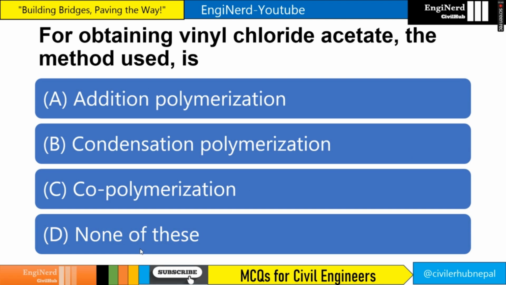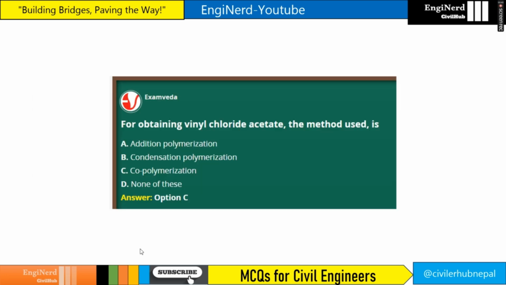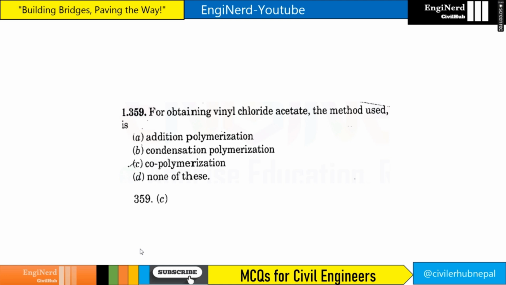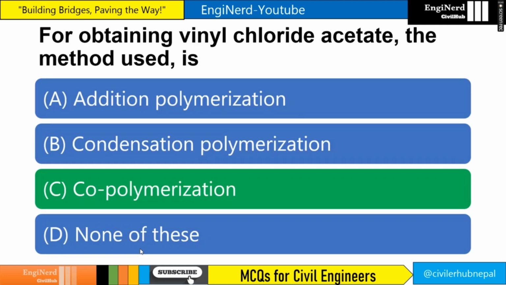For obtaining vinyl chloride acetate, the method used is, options are addition polymerization, condensation polymerization, copolymerization, and none of these. So for obtaining from the exam, it is given as C, copolymerization, and in the answer key it is also given as copolymerization. So answer is copolymerization.